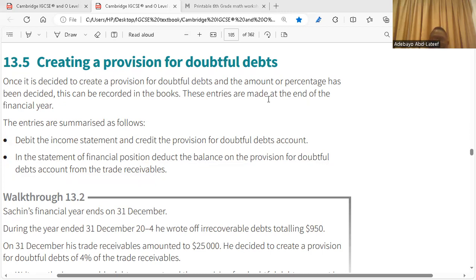So that means the business has decided to put some amount of money aside in case the debt goes bad. That is what they meant by creating a provision for doubtful debts. Doubtful debts are those debts that the business knows that they might not get back. Maybe because the customer just disappeared, or the customer is out of business.